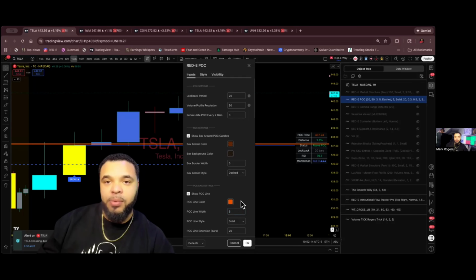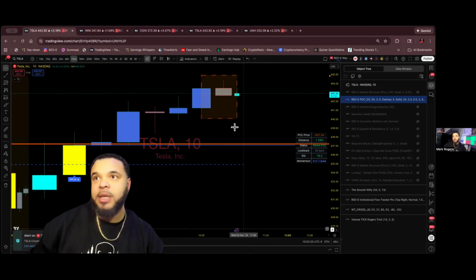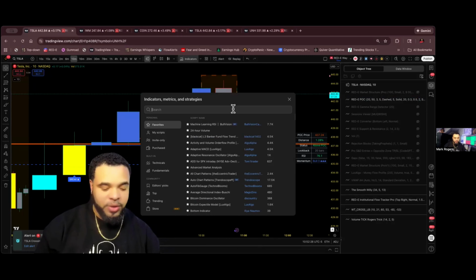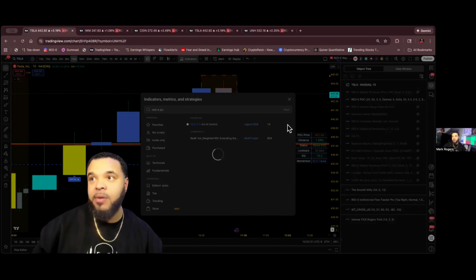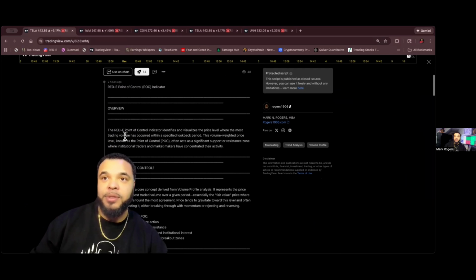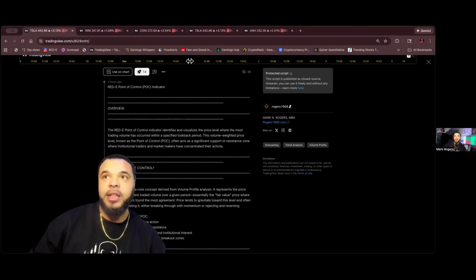If you read the description of the point of control, it tells you exactly what it is, and I'll pull it up for you here, because I had to do some digging on it myself before this indicator was created. I want you guys to get in the habit of reading the description whenever you look at indicators. It says the Red E Point of Control indicator identifies and visualizes the price level where the most trading volume has occurred within a specified look-back period. This volume-weighted price level, known as the point of control, often acts as a significant support or resistance zone where institutional traders and market makers have concentrated their activity.